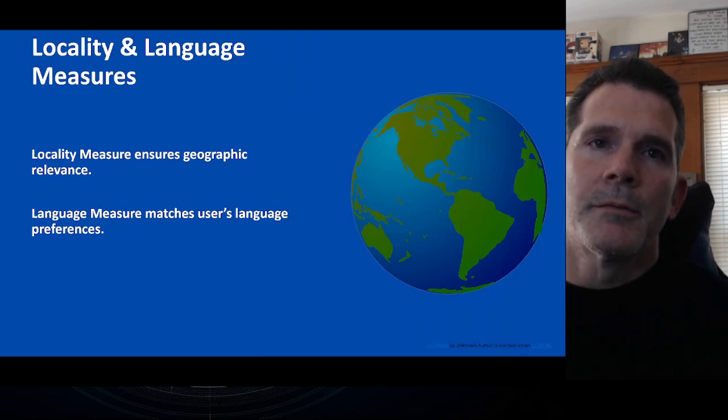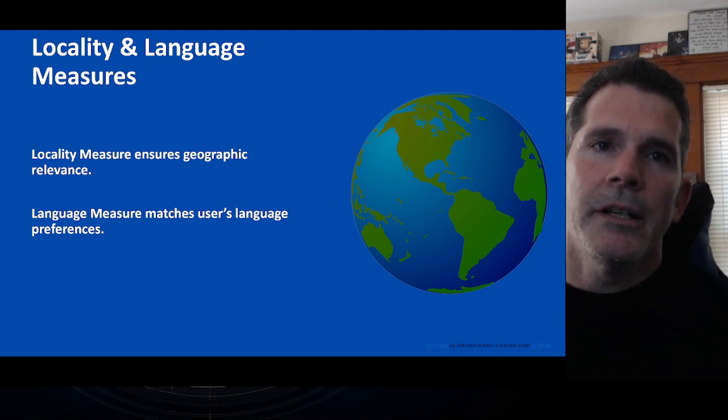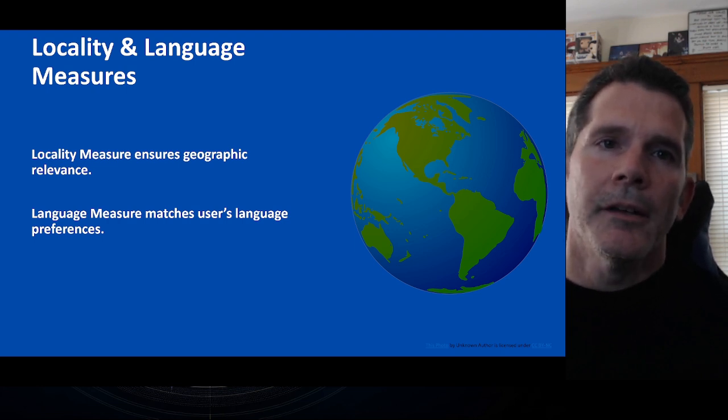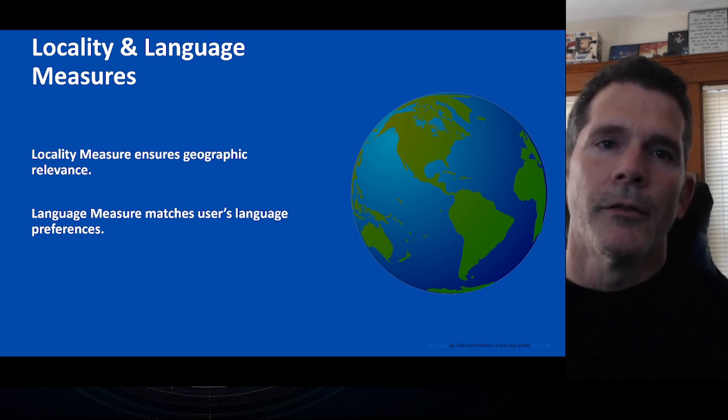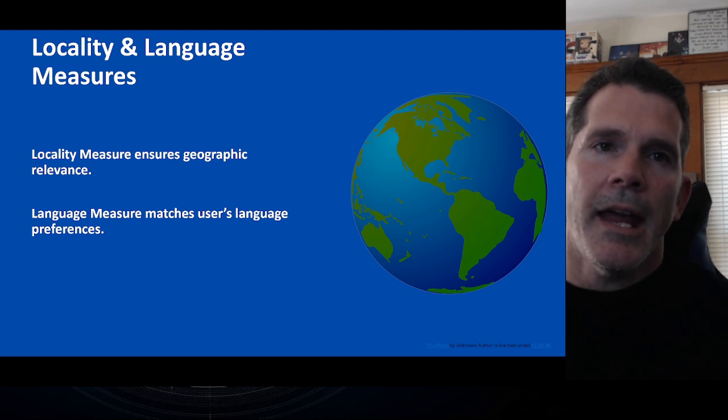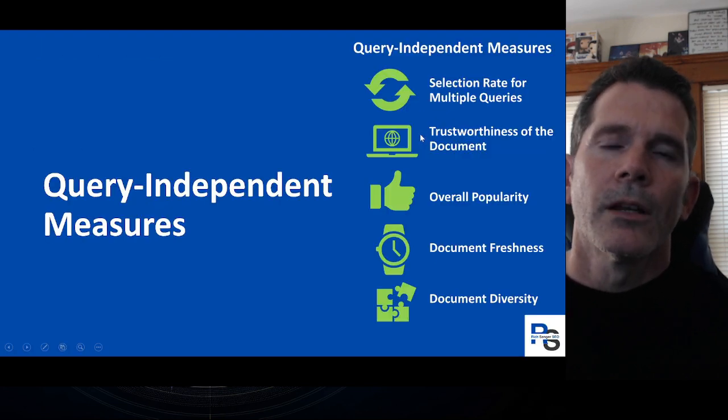So the locality and language measures help ensure that the search result documents are geographically and linguistically relevant to the user. So the locality measure checks for geographic relevance and the language measure matches the user's language preferences. To optimize for these measures, ensure that your content is localized and available in multiple languages if targeting a diverse audience. But just keep in mind, as of filming this video, the AI overviews are only available in the United States and in English.